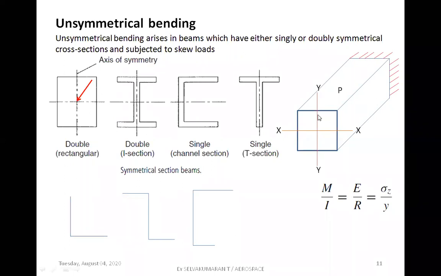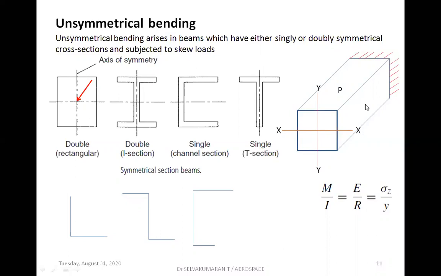P cos theta, P sin theta. So I'm getting two components: P cos theta parallel to the y-axis acting vertically downward, causing tension at the top surface, and P sin theta acting along the x-axis towards the left-hand side, causing tension towards the right-hand side, which means that both the bending moments are positive.